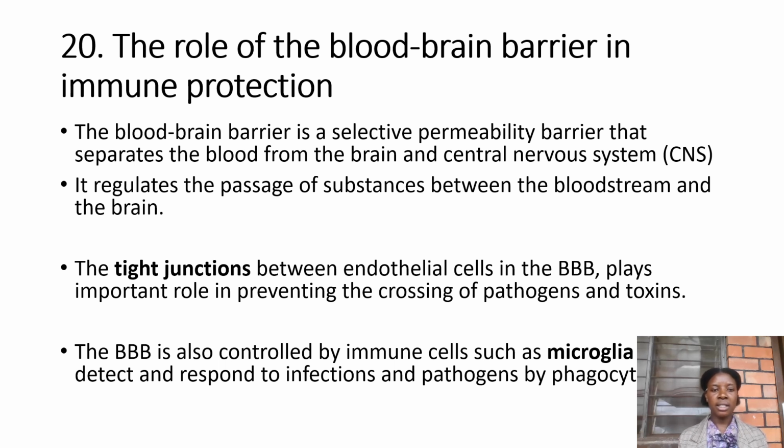This blood-brain barrier regulates the passage of substances between the bloodstream and the brain. It contains tight junctions between endothelial cells, which are very important in preventing the crossing of pathogens and toxins that are harmful to the brain. It also contains immune cells, such as microglia cells. They are very important as they detect and respond to infections and pathogens by phagocytosis, meaning that they engulf them and destroy them.